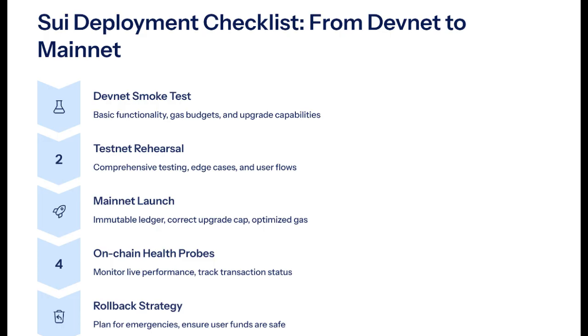If the gas budget is missized, the TX aborts and users stare at a spinner forever. A production deployment, therefore, isn't "click run." It's a checklist, a CI job, a cold wallet ritual, a live monitor. This lesson walks you through every stage: DevNet smoke test, testnet rehearsal, mainnet launch, on-chain health probes, rollback strategy.